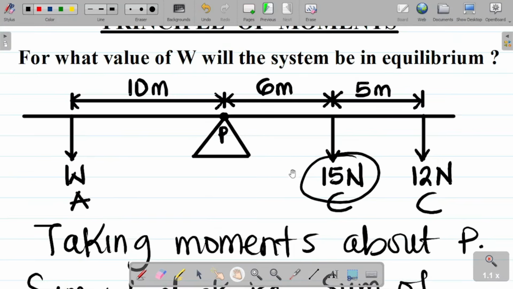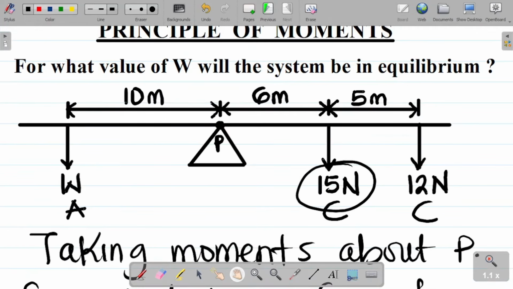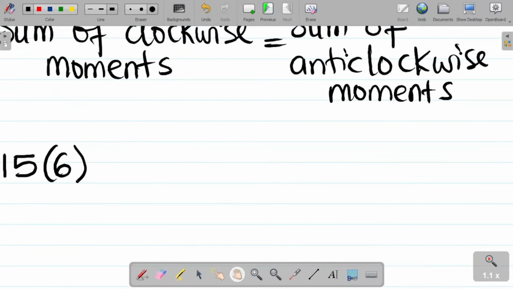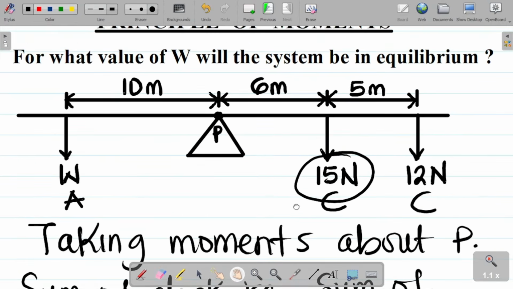I'm done with this. Let's look at the next one there, which is the 12 Newton. For the 12 Newton, you have that this was actually clockwise. So we would add it to the clockwise section. So it becomes plus 12 Newton into, let's get the distance for the 12 Newton force.